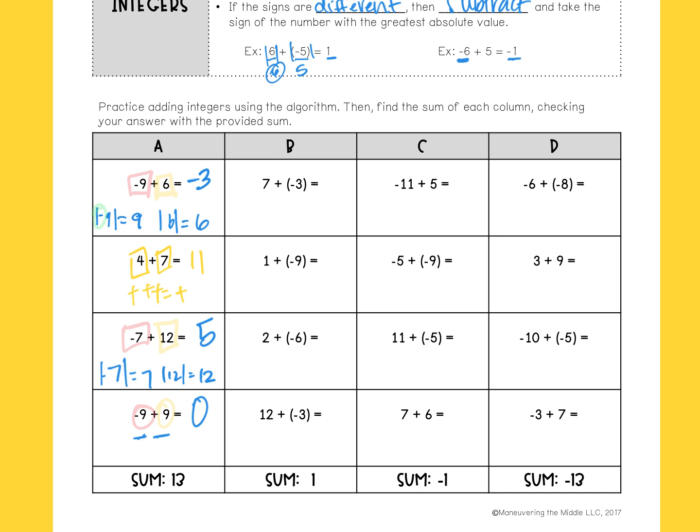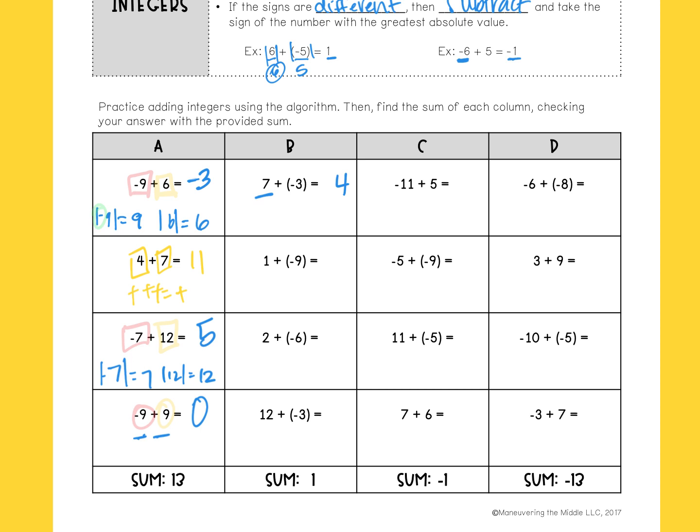And now we have 7 plus negative 3. Both of my signs are different. So I'm going to find the difference between 7 and 3. So 7 minus 3 is 4. And 7 has a greater absolute value, so my answer will be positive. Positive 4.